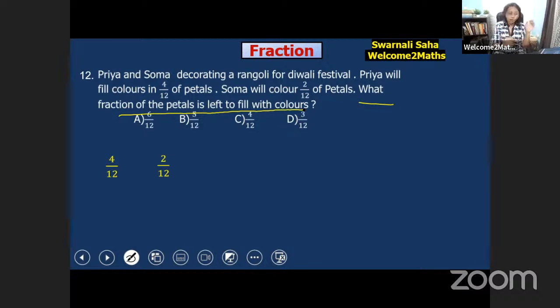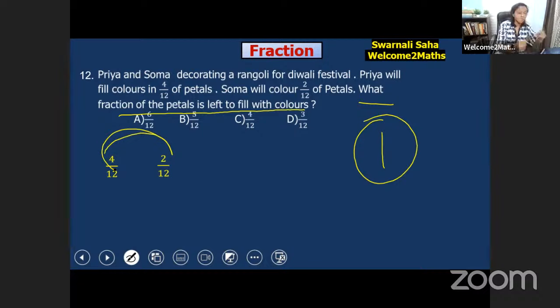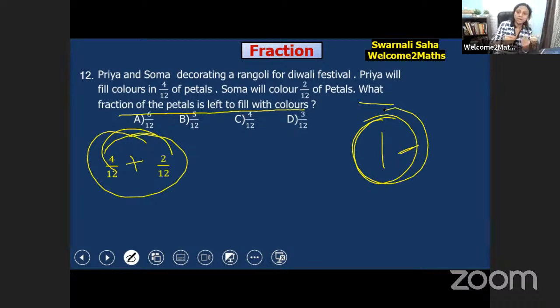That means the total part is here 1. 1 is the full part, and we have to add these two coloring parts and then subtract it from 1. That's all. In this way, we have to find out the answer. First we add 4 by 12 plus 2 by 12, and then we subtract the answer from 1, the whole part, and we'll get the part that is left to fill with colors.